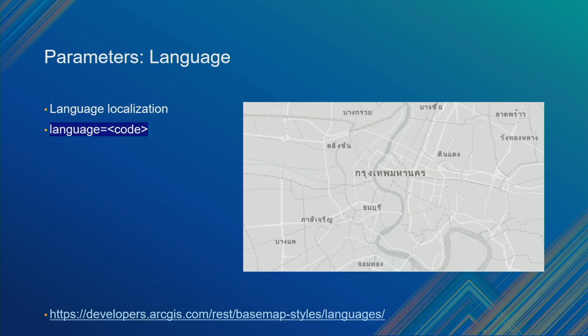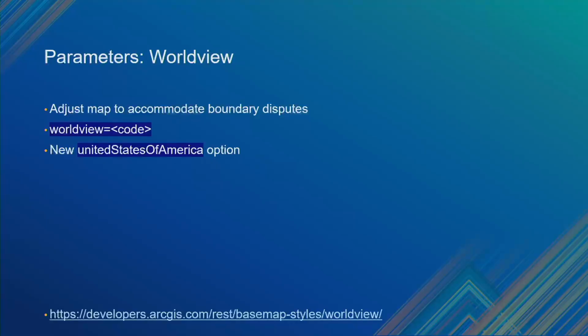All right, so in addition to language, there's also a worldview parameter. This allows you to adjust the boundaries of your map, the political boundaries, to accommodate for boundary disputes. Obviously not all countries recognize the same international borders, and we try to be accommodating to whatever region you're in.